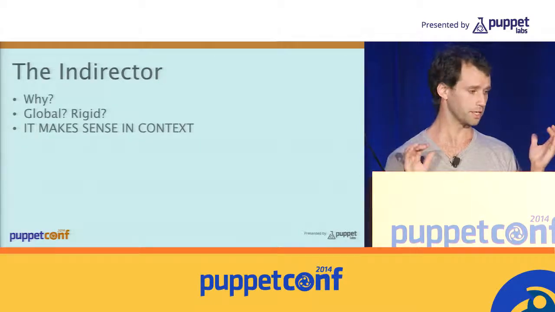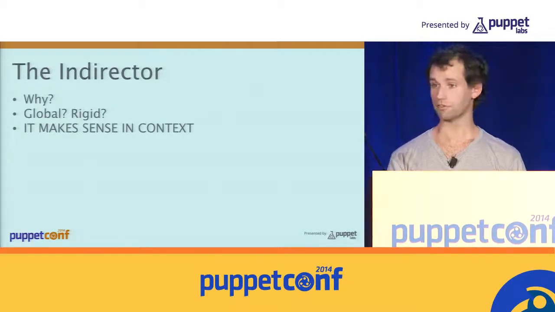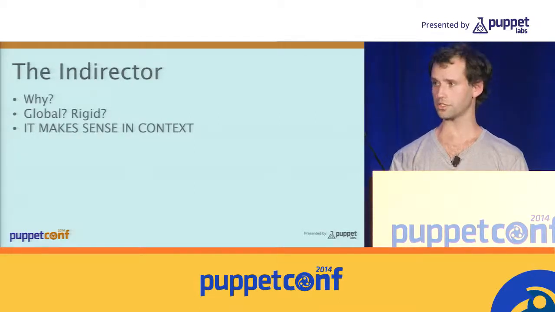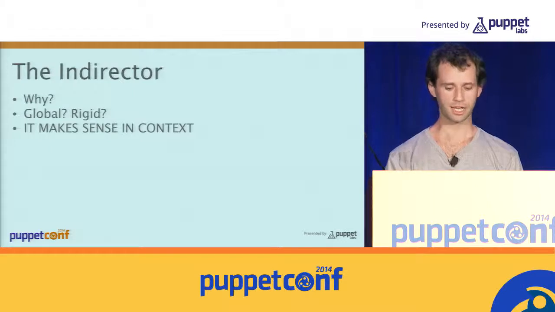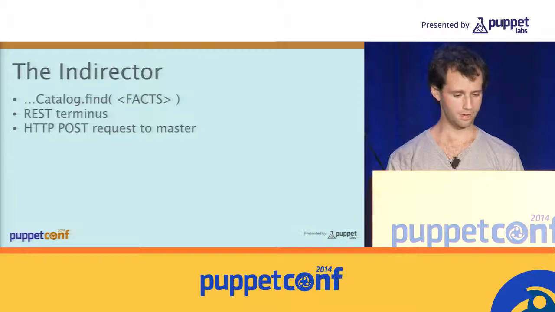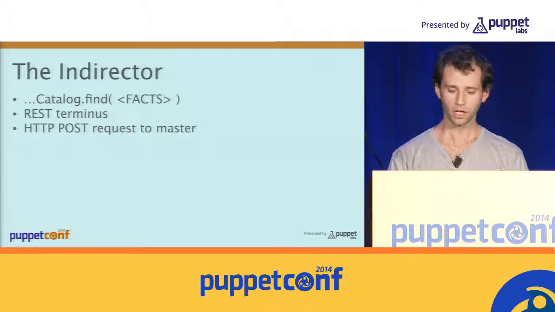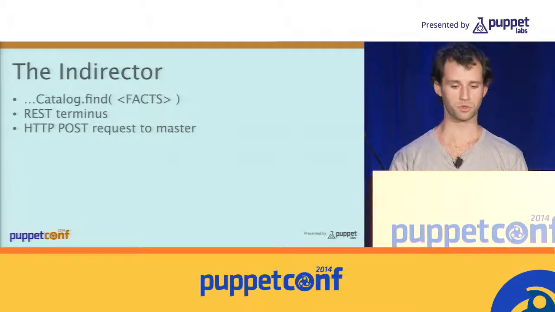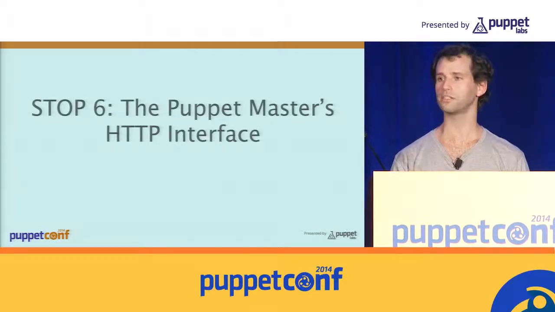But at any rate, that's the indirector. Whenever you see any of these indirection.find calls throughout the Puppet code, what it's doing is checking global configuration to decide what handler to use, and then using that handler to get an instance of that object from somewhere. In the agent case, that catalog request gets turned into an HTTP call to the master with the agent's facts given as the query options. Puppet does this as a POST request with the facts as the body of the POST. And at this point, we've left the agent for the master, which brings us to the master's HTTP interface.